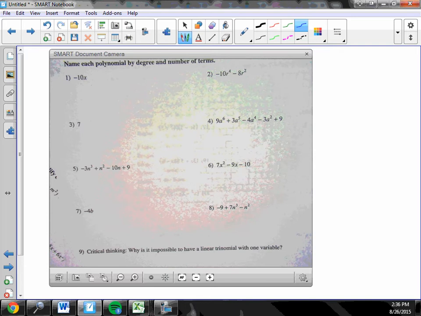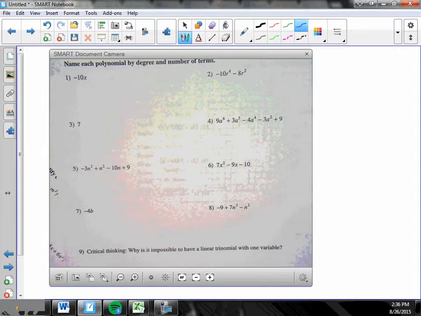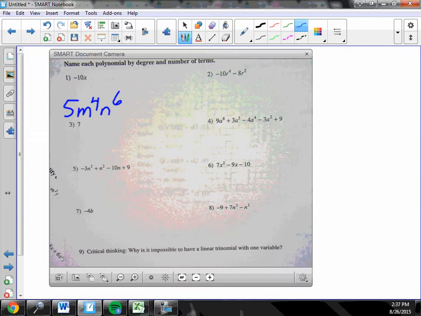Degree has to do with the exponents. The degree is either the largest exponent when there's a single variable, like it's all x's, then you just pick the biggest exponent. But if the terms have multiple variables, it's actually the sum of the exponents of the variables. So in this case, we don't have to worry about it because every expression here is written in one variable. But if I had 5m to the 4th, n to the 6th, the degree is actually 10 because it's the sum of 4 and 6. Does that make sense? Now, that's for more advanced math. You're not going to see that here, but maybe later on you will.